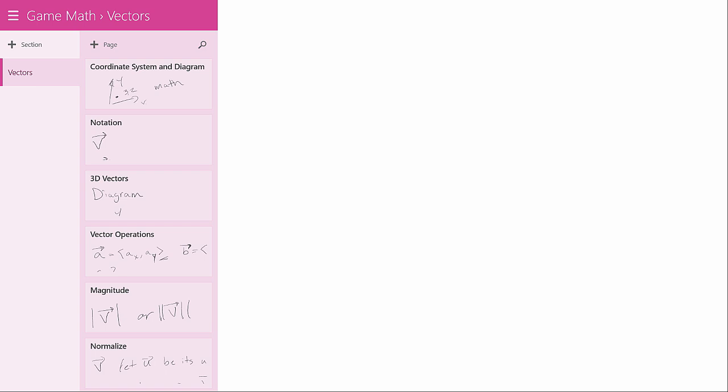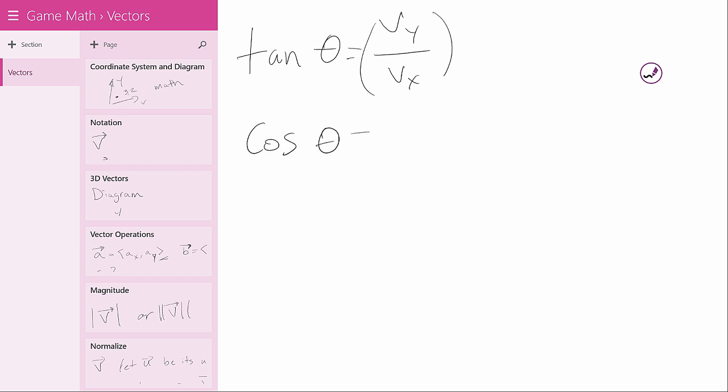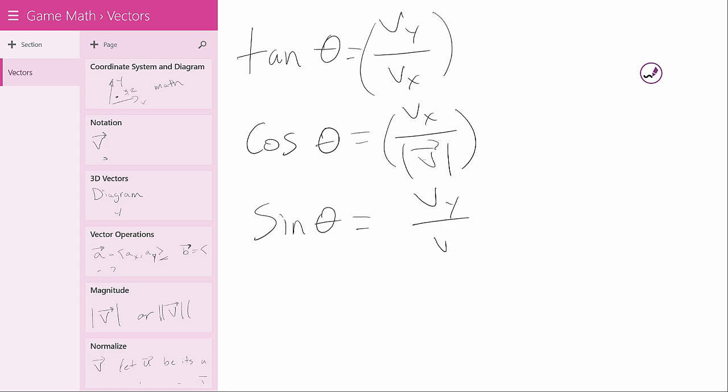Okay, so let's discuss the basic trigonometry functions. Tangent of an angle is equal to Vy divided by Vx. We'll get into why we need these later. Cosine of any angle is equal to Vx divided by the length of the vector. Sine of any angle is equal to Vy divided by the length of the vector.